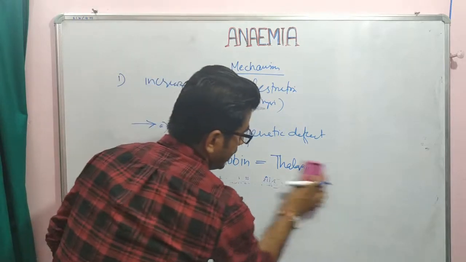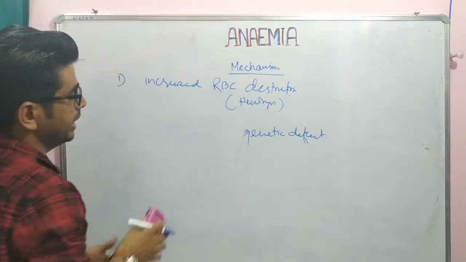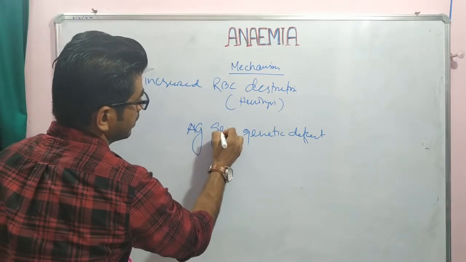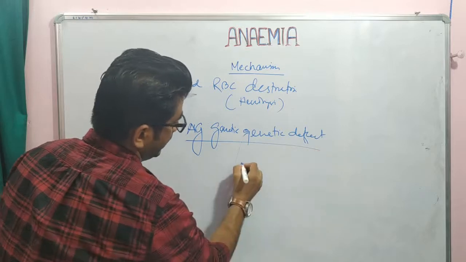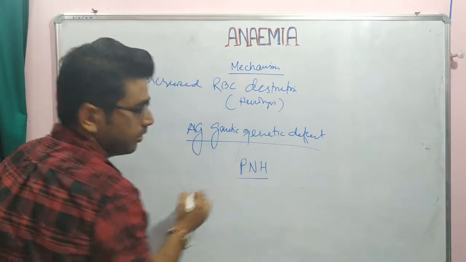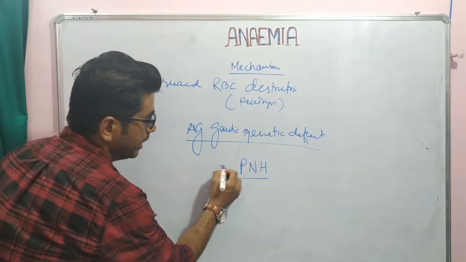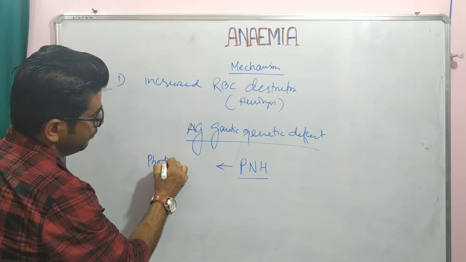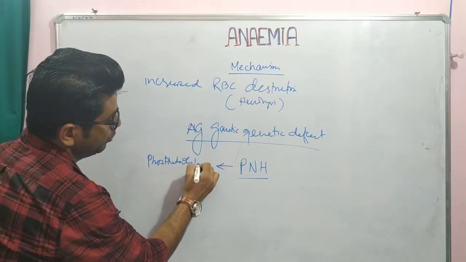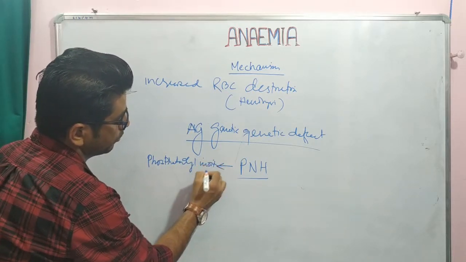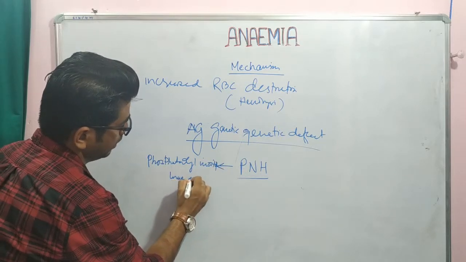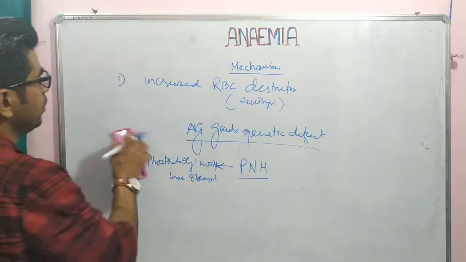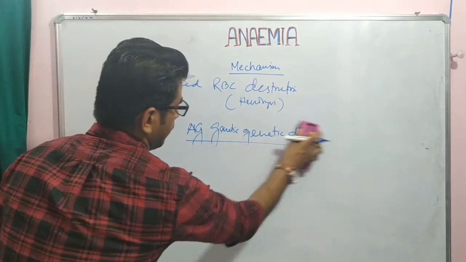And the acquired genetic defect is PNH, paroxysmal nocturnal hemoglobinuria. We know it. It is because of deficiency in the phosphatidylinositol-linked glycoprotein. So we get PNH. So this is the acquired genetic defect.